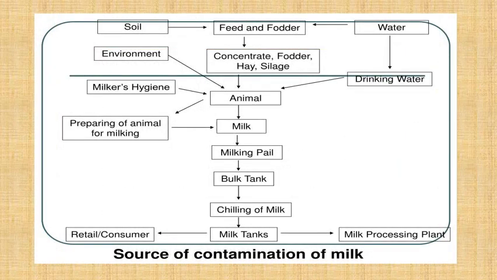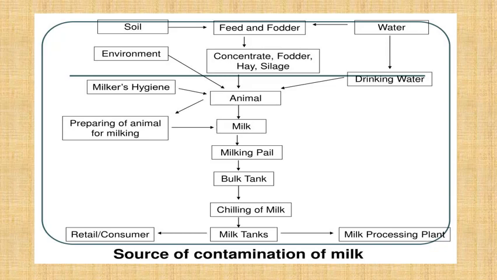Here again we can understand the sources of contamination of milk. We need to understand that the animal is the source of milk, which gets contaminated through feed and fodder, through water or drinking water, the soil, environment and the milker's hygiene. Then at the time of preparing the animal for milking, there is the milking shed and the hygienic condition of the shed.